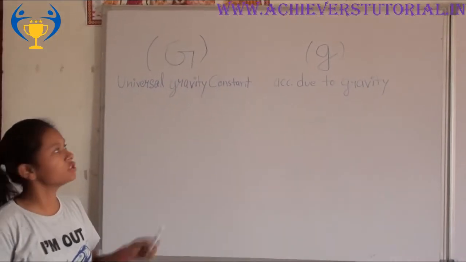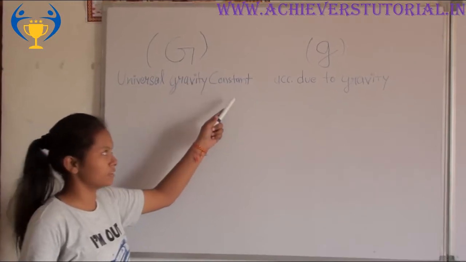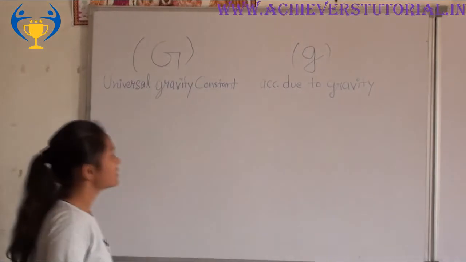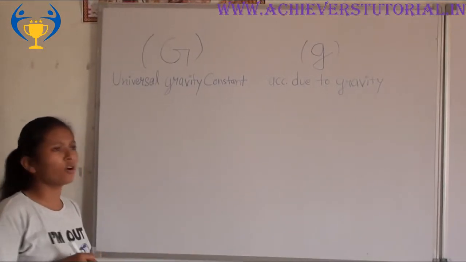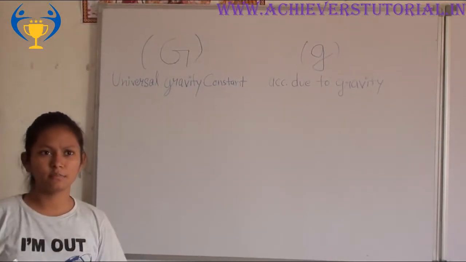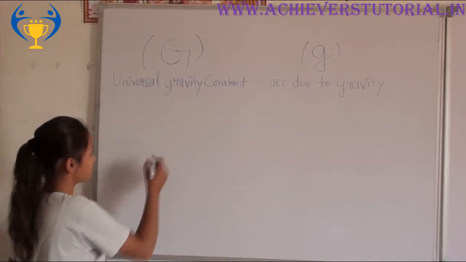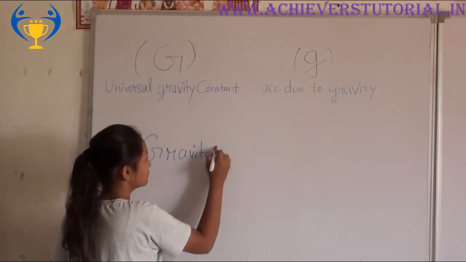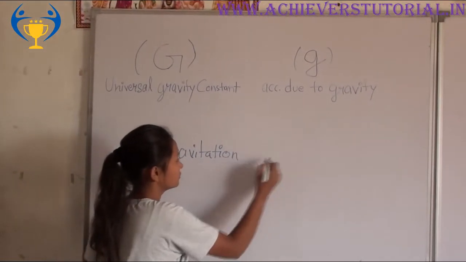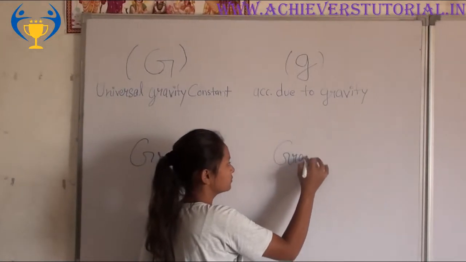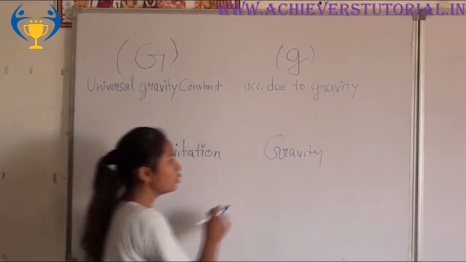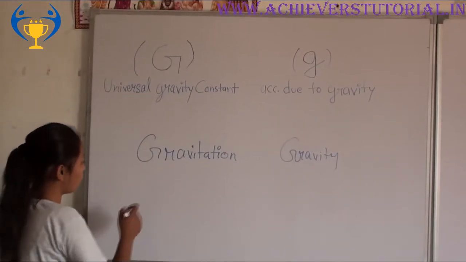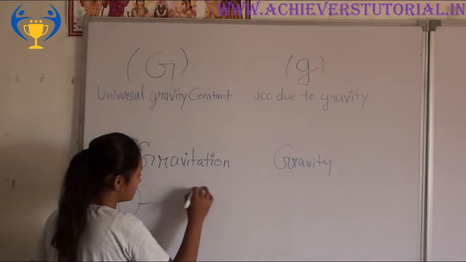In physics, capital G denotes the universal gravitational constant and small g denotes acceleration due to gravity. Since classes 6 and 7, we have heard two words many times: gravity and gravitation. Do you know the difference between them? Gravitation is the force which acts between two bodies.